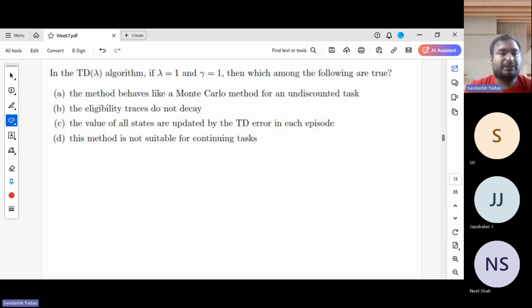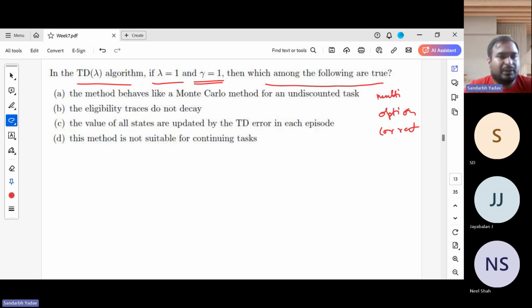So this question is regarding the TD lambda algorithm. Which of the following statements are true? One thing to note is that this is multi-option correct, so more than one option can be correct. Here lambda is the eligibility decay factor, and gamma is the discount factor. If these two hold, then which of the following statements are true?